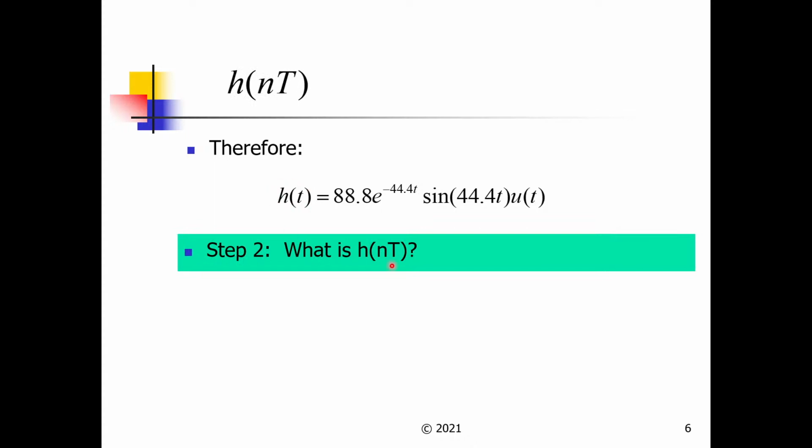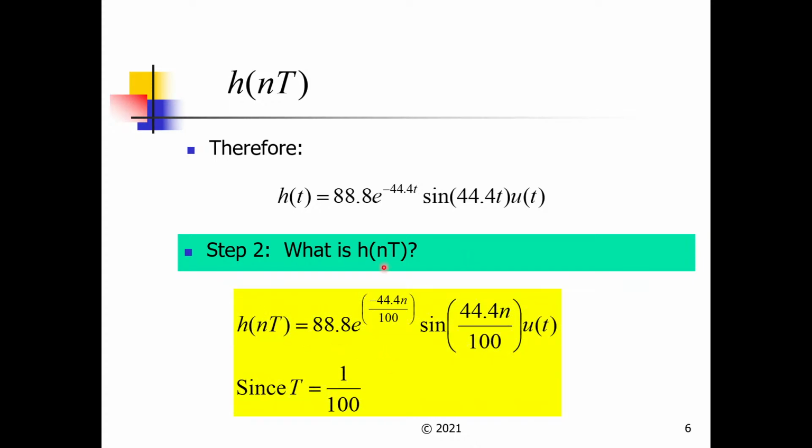Because we have h of t, we now need to get this into h of nT. Because this is in continuous time, we need to go into discretized time as required for the impulse invariant design. So we had the sampling frequency, which was 100 Hz. So T is just going to be 1 divided by that 100, and we can substitute that in for every part where we have t here accordingly to get this into h of nT.